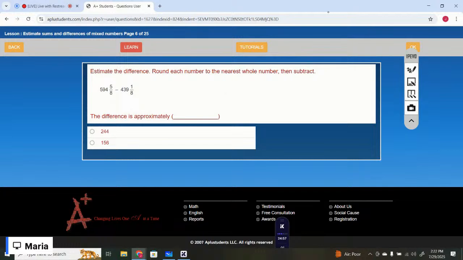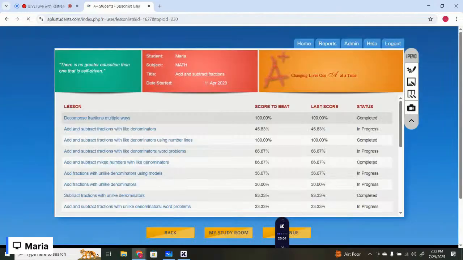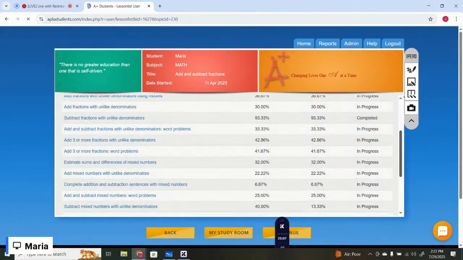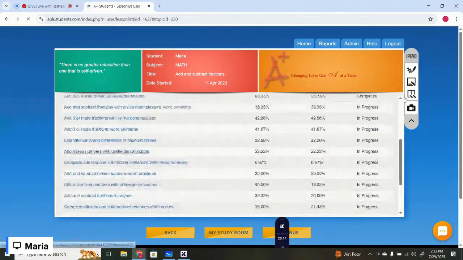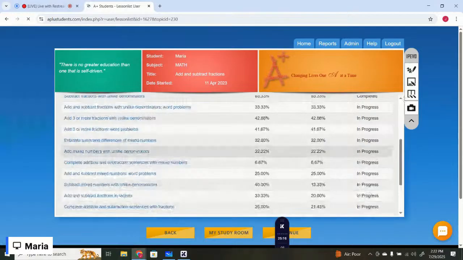Okay, you can complete the lesson by yourself later today. Let me just move on to next lesson. Add mixed numbers with unlike denominators.